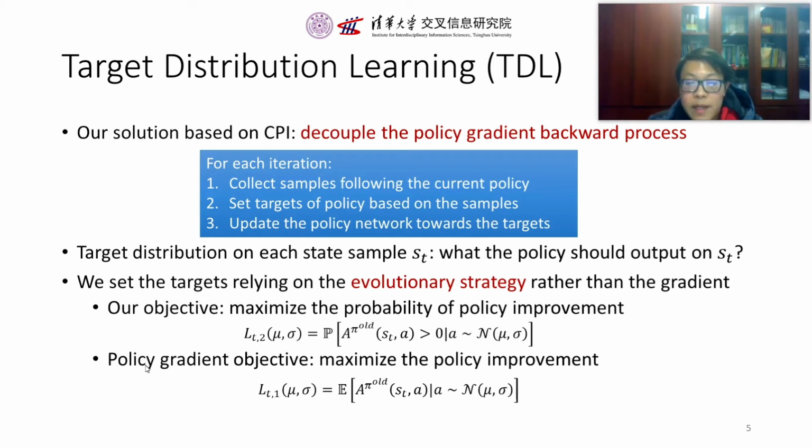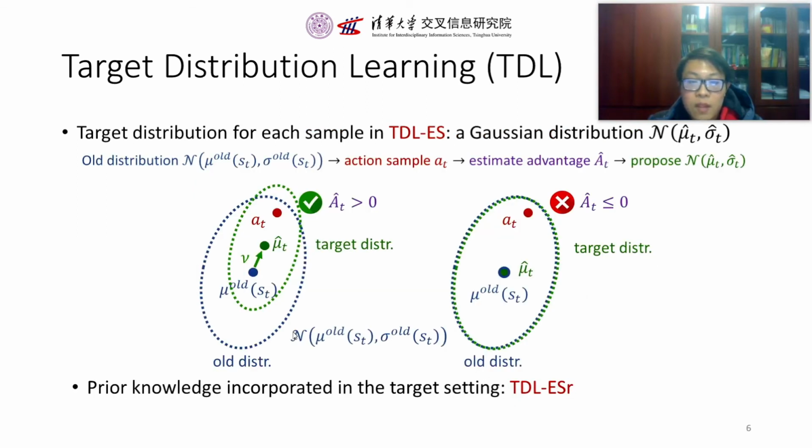On the contrary, many existing algorithms maximize the policy improvement in each iteration. That is to maximize the LT1 term. We found that our objective, the LT2 term, results in a more robust performance. Following the ES algorithm, we can obtain one variant of our algorithm, which we call TDL-ES.